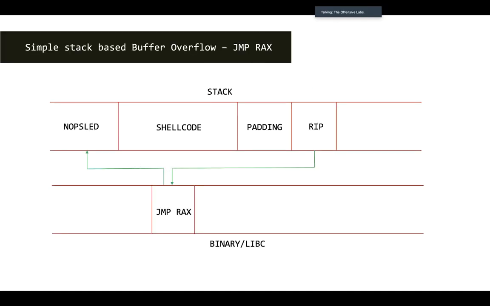Yeah. So if the RAX register is pointing to your NOP sled, what you can do is, instead of hard coding the address that we have gotten, if you noticed, the address was different within GDB and outside GDB, right? To avoid such problems, this technique actually helps. You can find out the address of a jump RAX instruction.